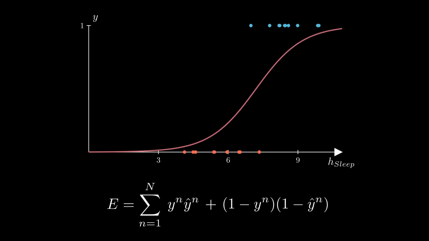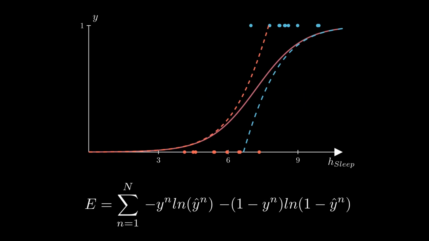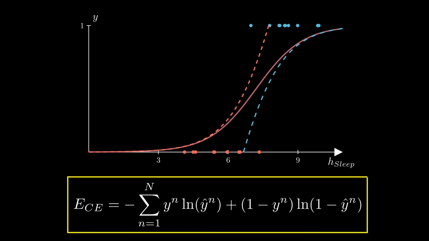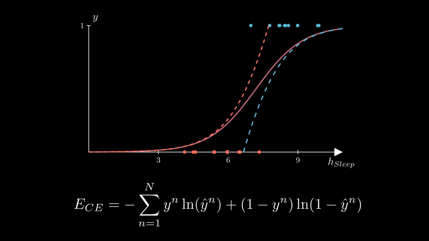This is already looking good, but we can do even better by penalizing large prediction errors more than smaller ones. As our error terms are in the range between 0 and 1, we can achieve that by taking the logarithm of them. The logarithmic error values are indicated by the dashed lines. Finally, reorganizing everything gives us the error formula to be used in logistic regression, which is called the cross-entropy error.